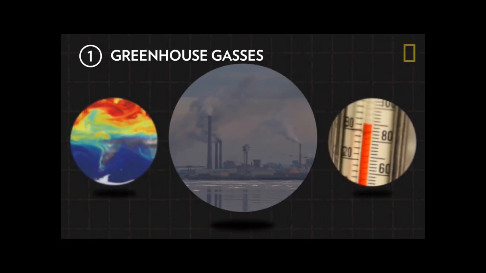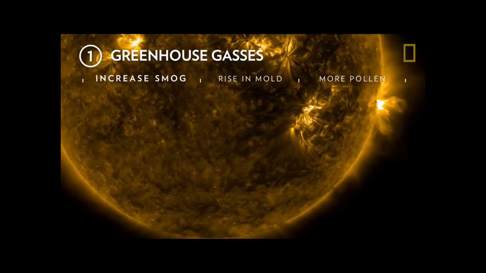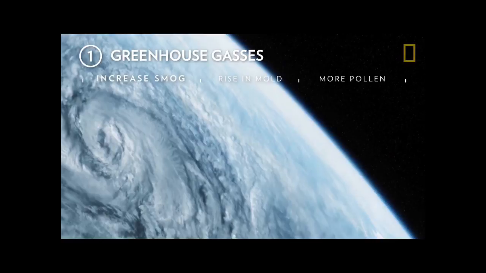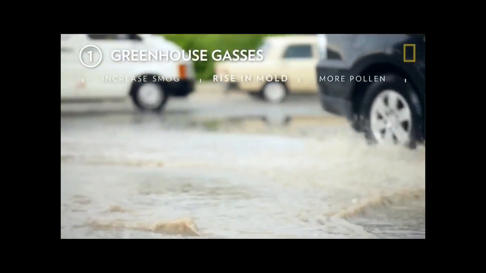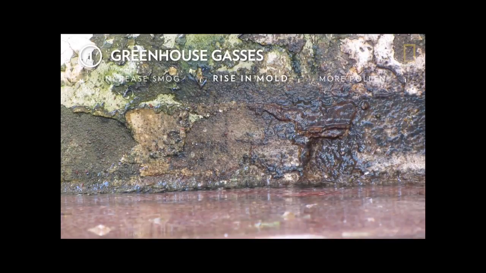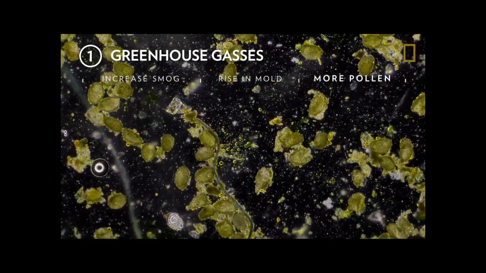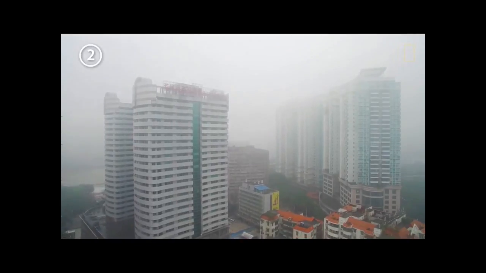Higher temperatures intensify some types of air pollution. For example, climate change increases smog because it's formed in the presence of high heat and increasing levels of ultraviolet radiation. More frequent extreme weather, such as flooding, contributes to damp conditions and therefore to a rise in mold. Warmer weather also leads to longer pollen seasons and therefore more pollen production.